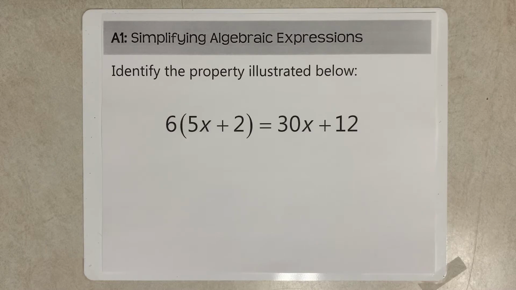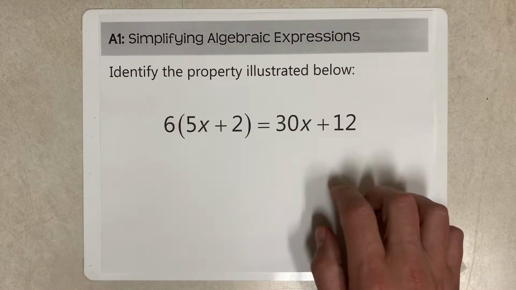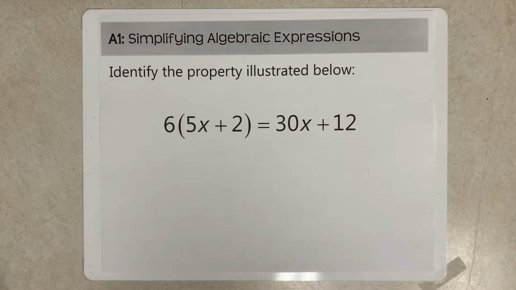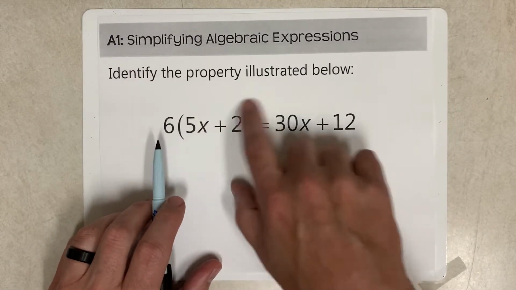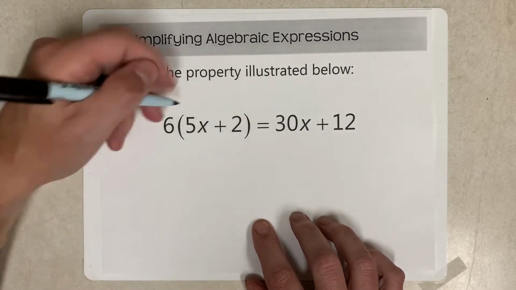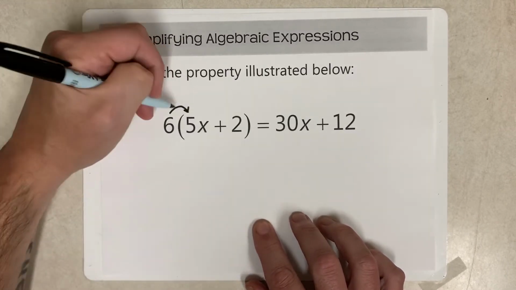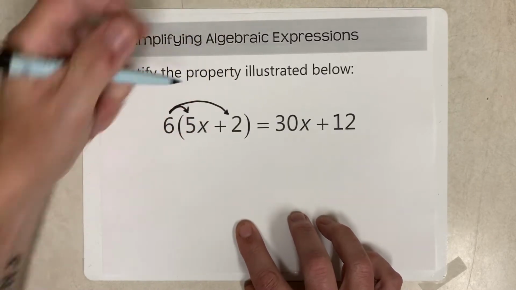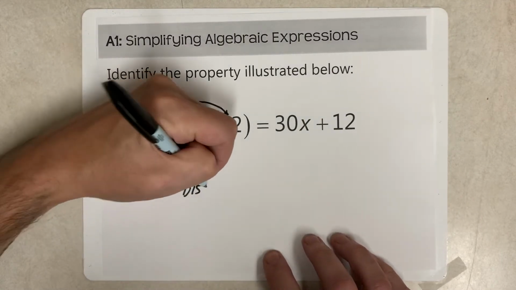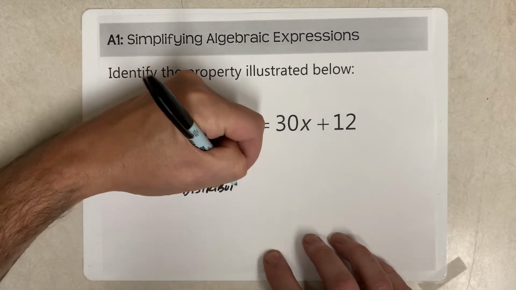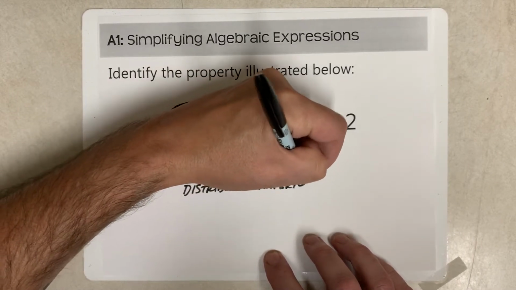This one's interesting because you have parentheses on the left side, but no parentheses over here. So you might be tempted to say that that's some kind of associative property, but for associative property, you're going to have parentheses on both sides, and here you just have them on this side. But if you notice, if I distribute the 6 to the 5x, 6 times 5x is 30x, and if I distribute the 6 to the 2, 6 times 2 is 12, and what I really used was the distributive property for that one.